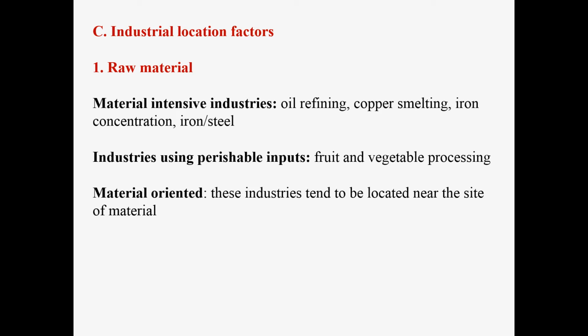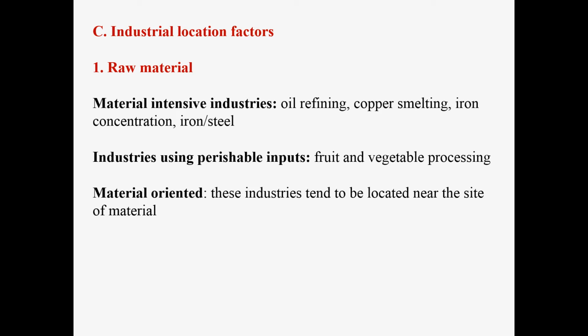First, let's talk about raw materials. Raw materials are important for those industries that require a lot of raw materials. So we call these industries material intensive industries. Examples are oil refining. Oil refining requires input of crude oil. Without crude oil, you simply cannot do anything. So that is material intensive industries.